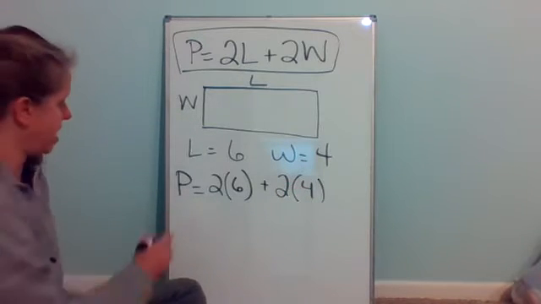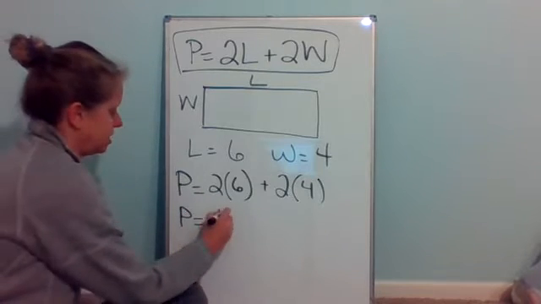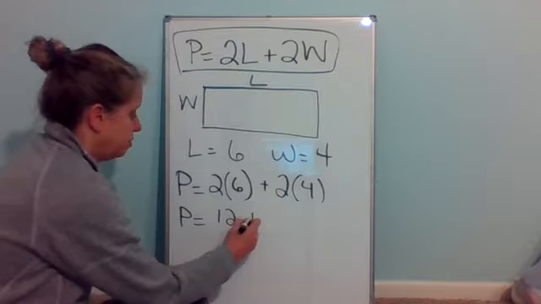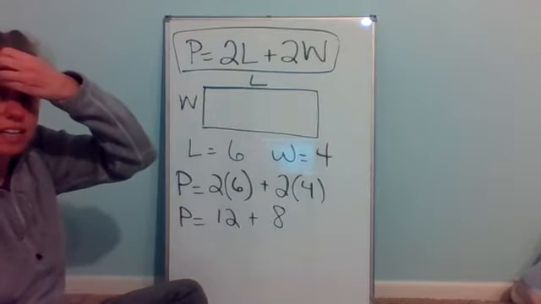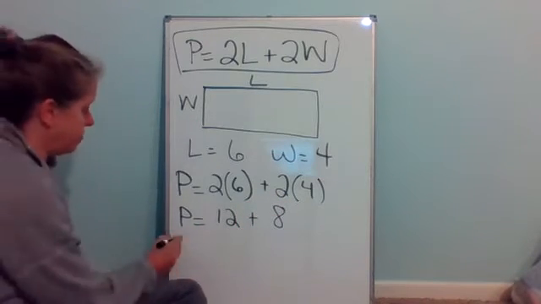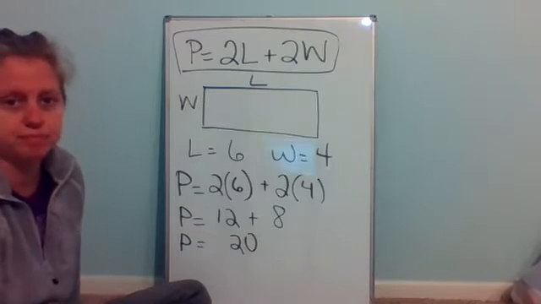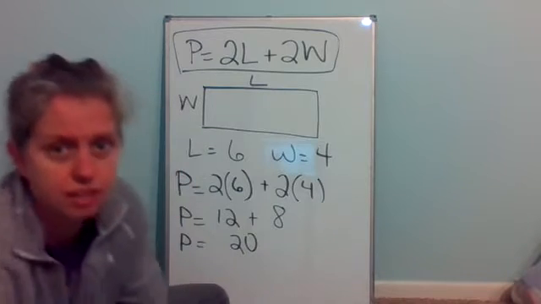And then do this math. Perimeter equals 2 times 6 gives me 12, plus 2 times 4 gives me 8. Then add the 12 and the 8 together to get the perimeter is 20. Okay, so that's how we'd work number 1.